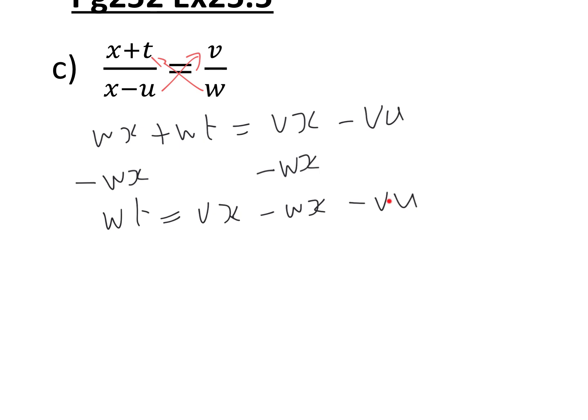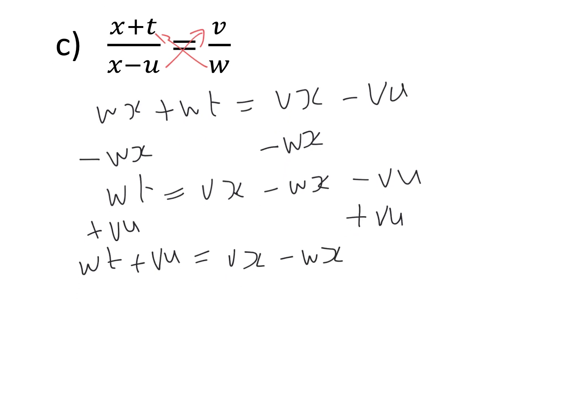The vu hasn't got an x in it, which the other two have, so we can get rid of it. Add vu to both sides. Then we'd have wt plus vu equals vx minus wx. And that's great. We've got our x terms to one side and everything else to the other side.